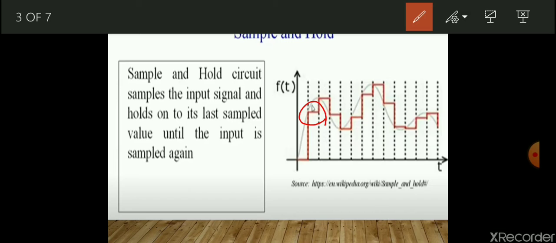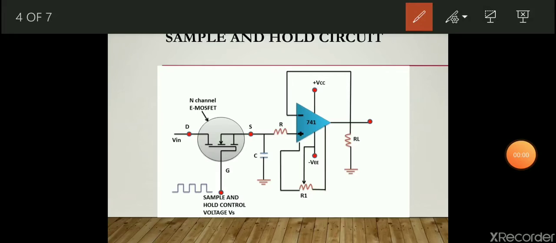After this time period, the voltage of the signal is sampled again and locks this value for the next time interval. So we can see the input signal is a continuous signal and the output of the circuit is a discrete signal. Now we will see how the sample and hold circuit can be designed using operational amplifiers.